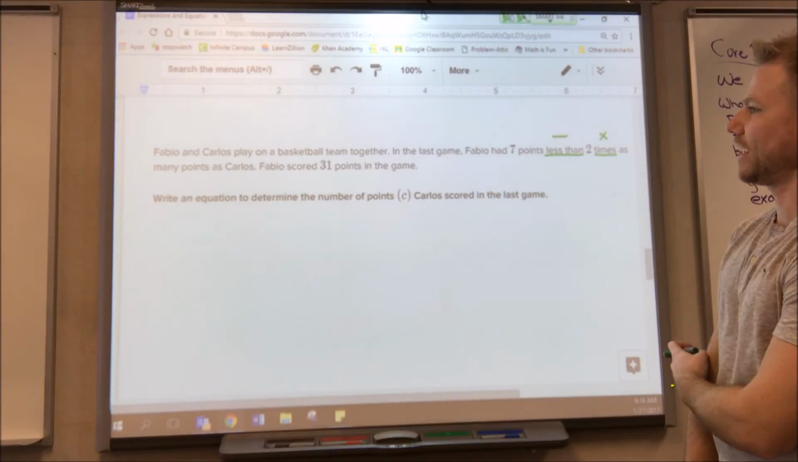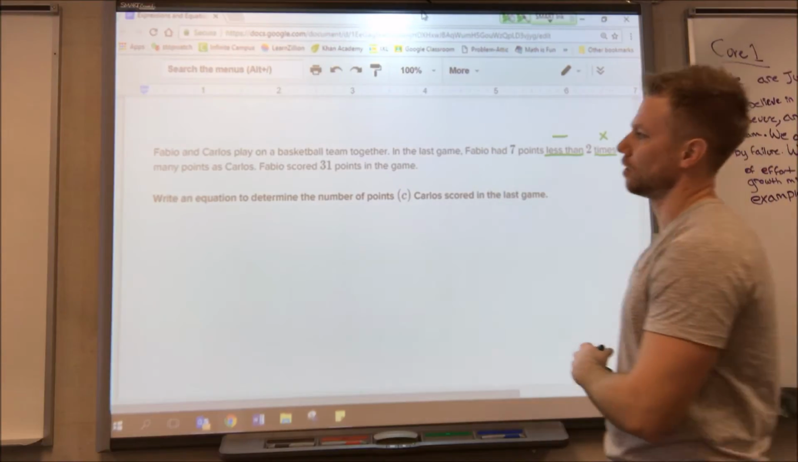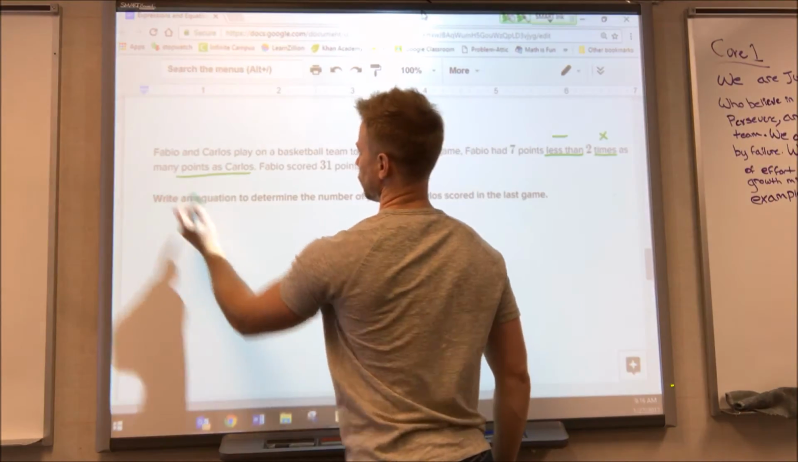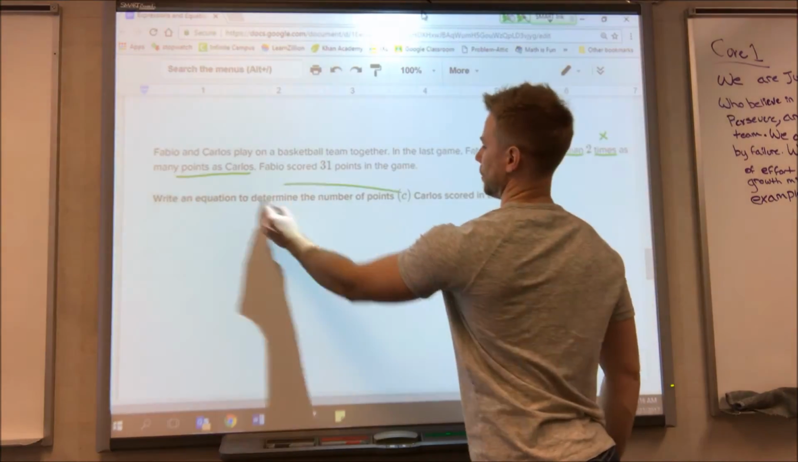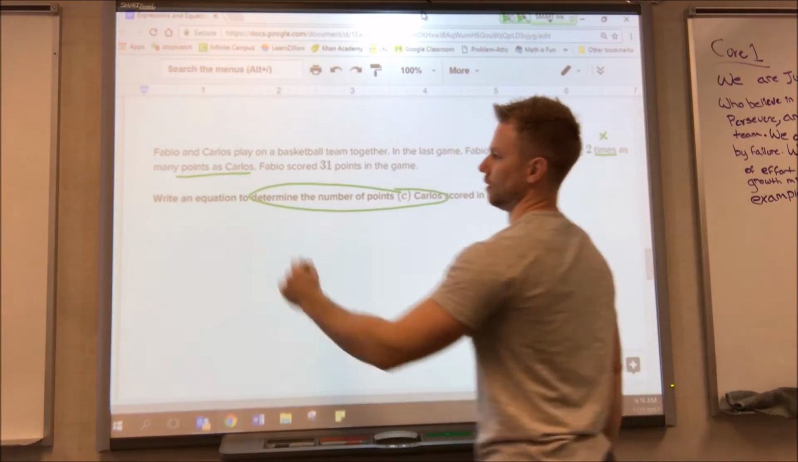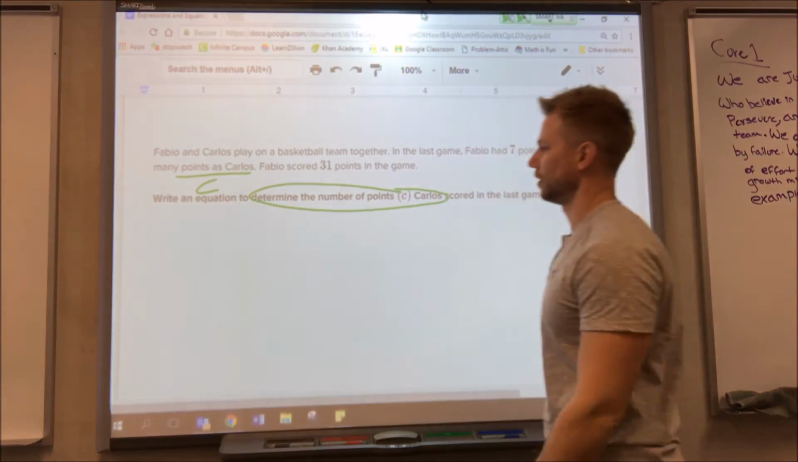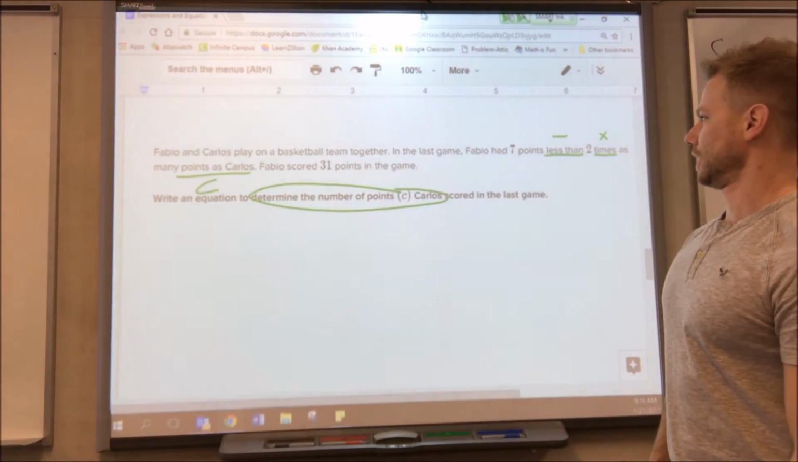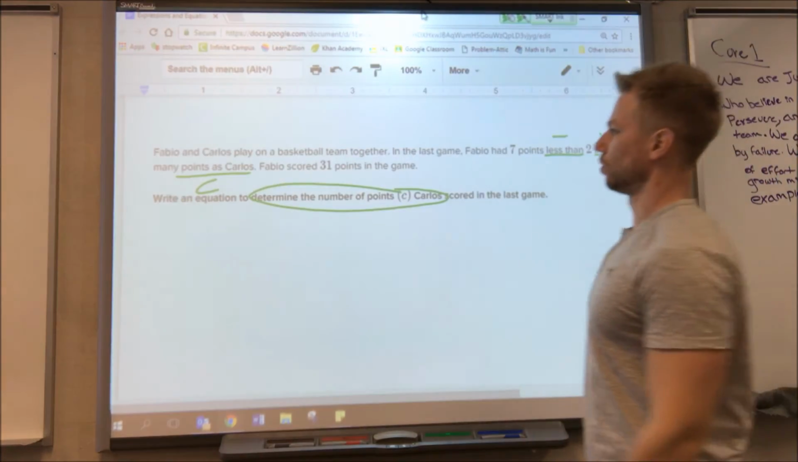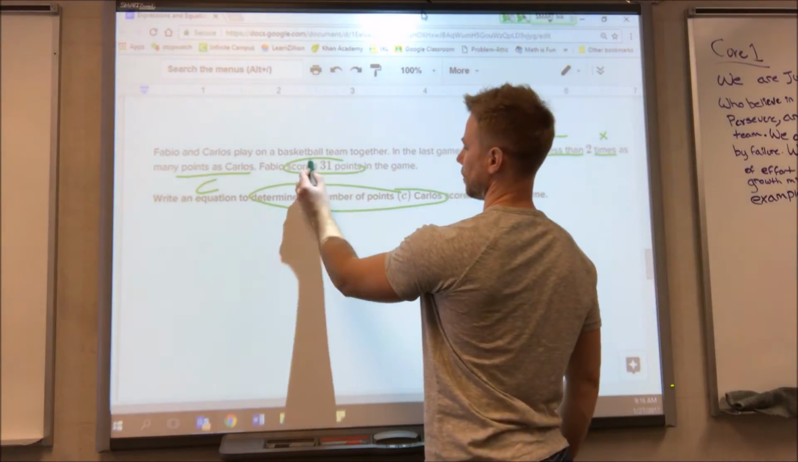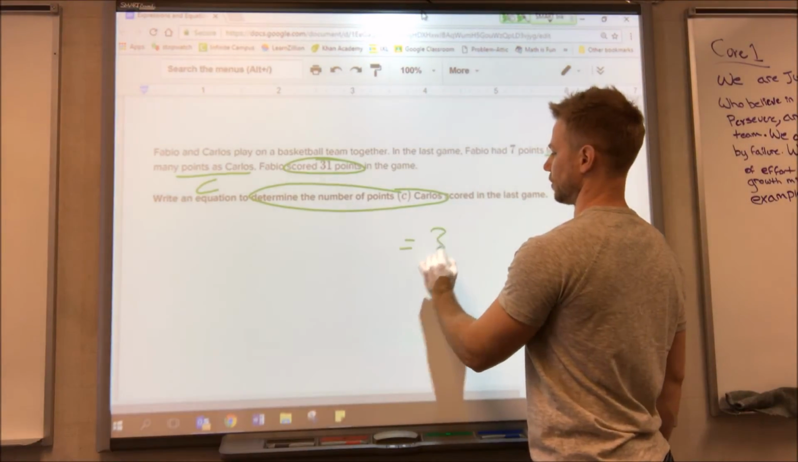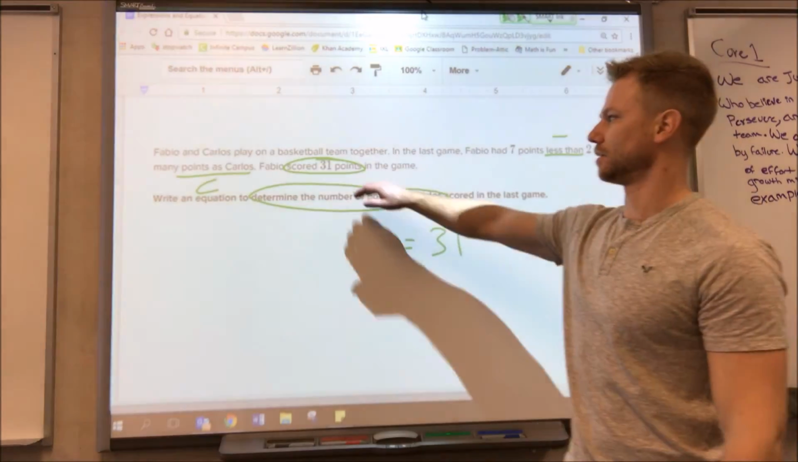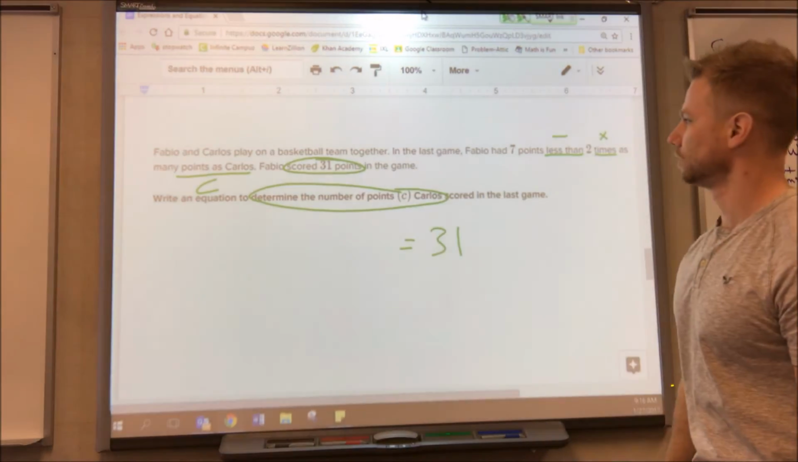Okay, and where we have as many points as Carlos's points right here is C. So that's going to be where our variable is. All right, so we have our total score right here of 31 points. That's going to go on the right. It says Fabio scored 31 points.